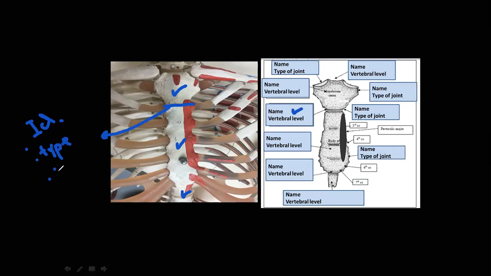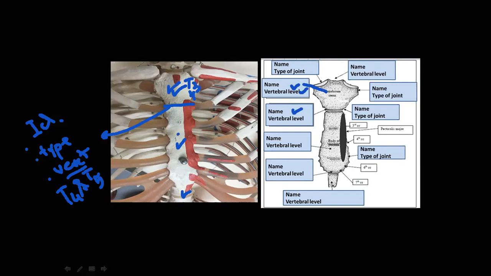If I ask you the type of joint, yes, it is secondary cartilaginous. What is the vertebral level? T4 and T5. Till now, you are confused about the level of the sternal angle, T4 and T5. What is the vertebral level of the manubrium sterni? T3 and 4. Yes, T3 and 4. Nice.